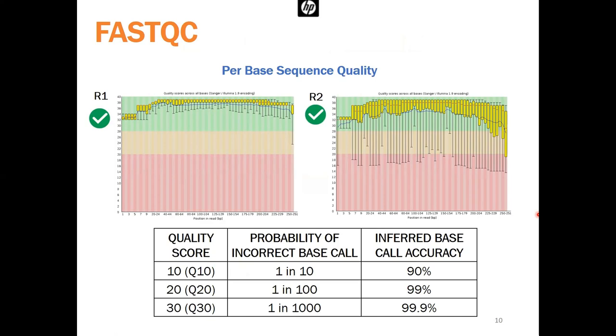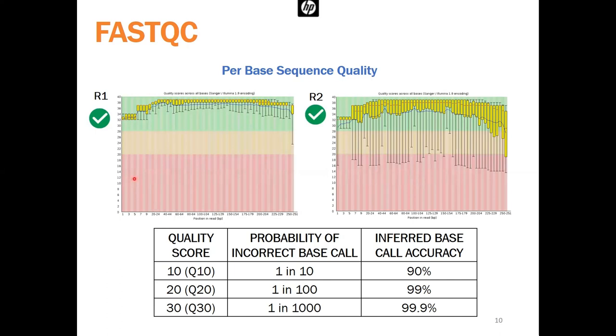Since the focus of today's workshop is on paired end Illumina short read data, the figures presented in the slide represent the per base sequence quality for the forward read on the left, and the reverse read on the right. The length of the read is indicated in base pairs along the x-axis, and the quality score is indicated along the y-axis.